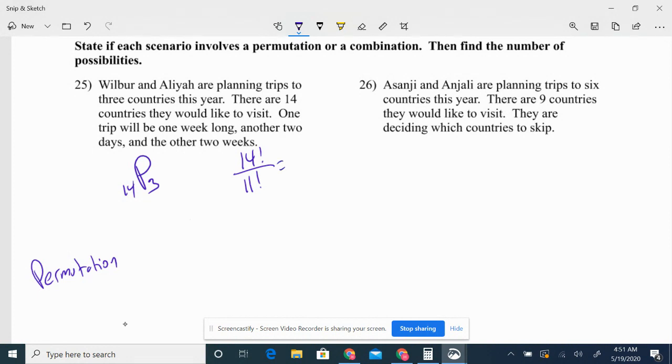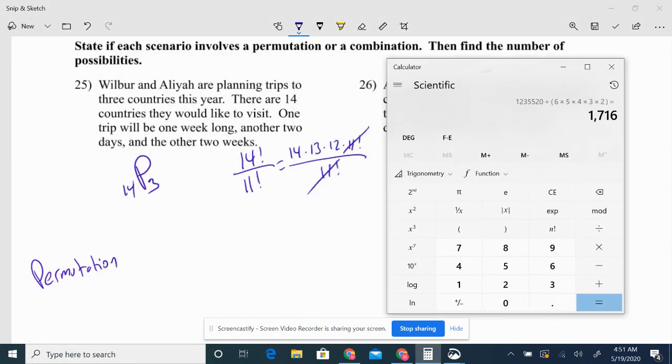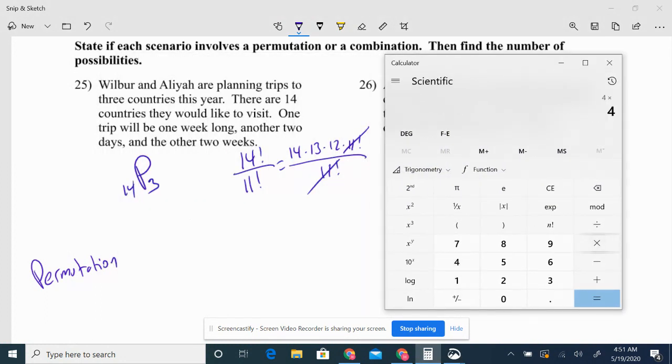I know 14 factorial is 14 times 13 times 12 times 11 factorial. I stop at 11 because I have 11 factorial at the bottom. Let me grab my calculator. I'm just going to go 14 times 13 times 12, and I have 2,184.